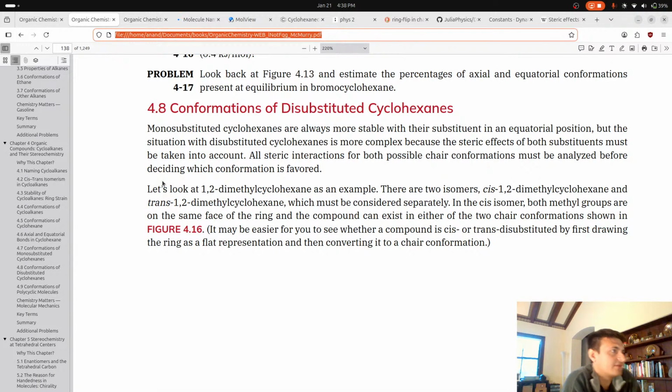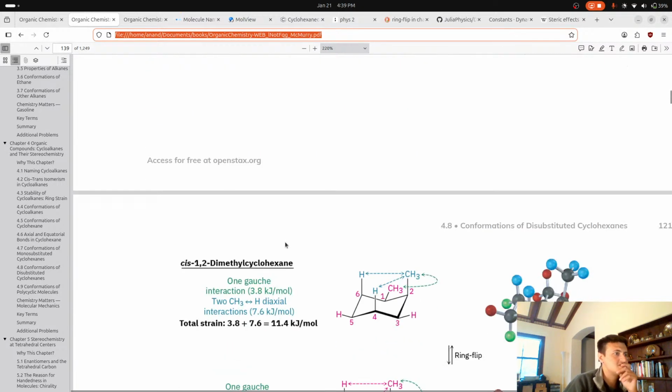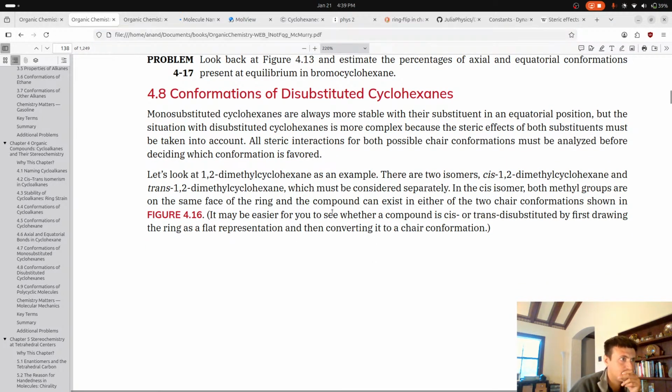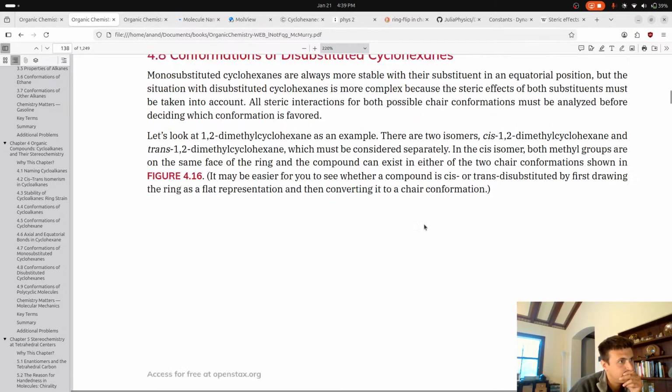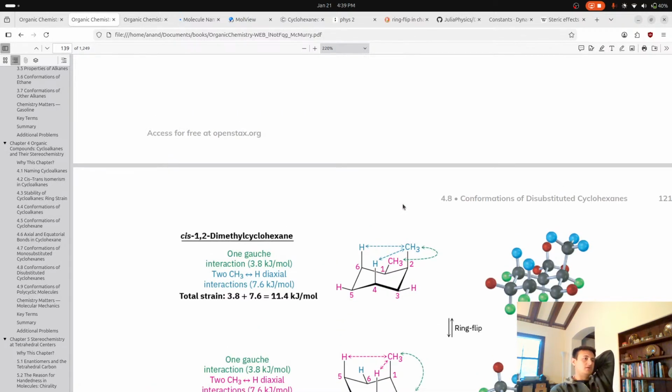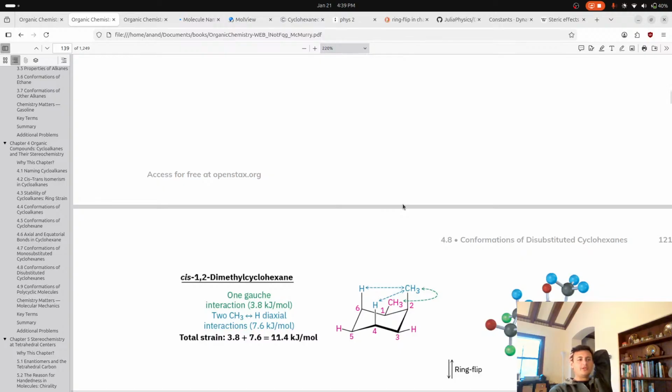Let's look at 1,2-dimethylcyclohexane as an example. There are two isomers, cis and trans, which must be considered separately. In the cis isomer, both methyl groups are on the same face of the ring, and the compound can exist in either of the two chair conformations. Yes, you have 4 cases now to check. Oh, wait, but this is weird. 1, 2. Oh. Okay, I was thinking 1, 3.